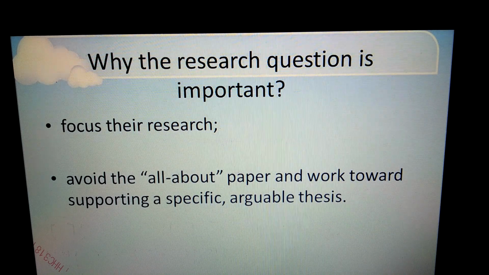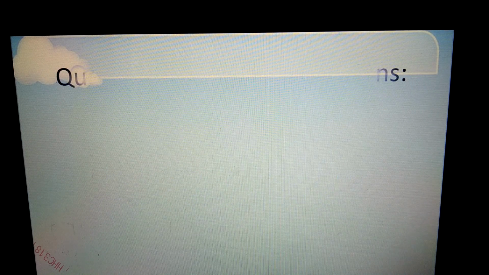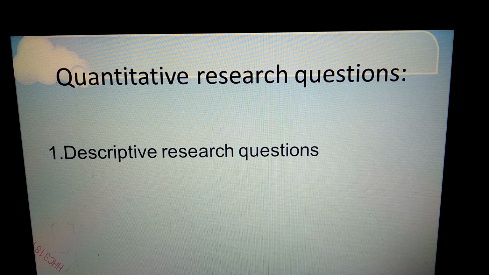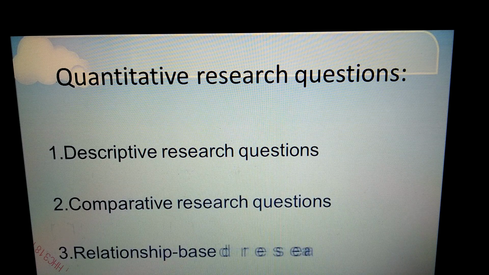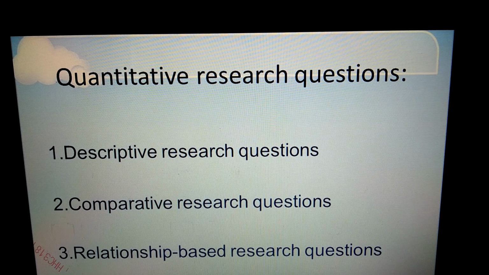Quantitative research questions have three types. The first type is descriptive research question. The second type is comparative research question. The last type is relationship-based research question. Descriptive research question is to describe each of your variables. Comparative research question is to compare two or more groups on the independent variable in terms of the dependent variable. Relationship-based research question is to relate two or more variables.